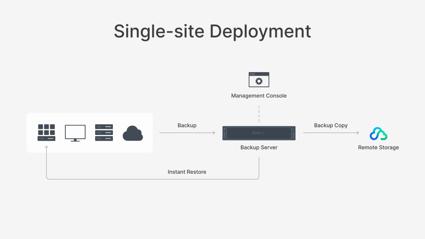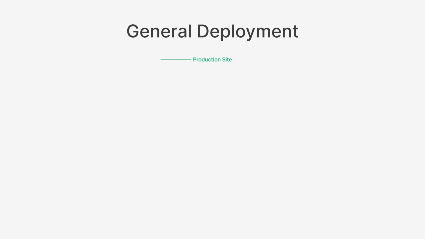Even a single site deployment is capable of achieving 3-2-1-1-0. We have our source data, which is your initial copy. The backup server and management console will retain your second copy in this case, and your third copy would be the backup copy offsite to remote storage, like C2 object in this case. Now, that was a standard single site deployment.